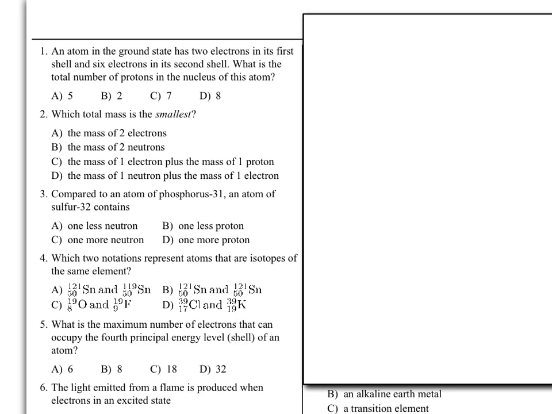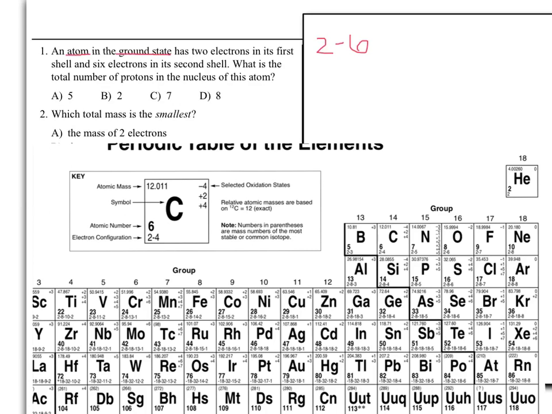In question 1, they ask about an atom in the ground state. Now, the term atom refers to neutral. In the question, they inform us that there are 2 electrons in the first shell and 6 electrons in the second shell. So what we'll have to do is pull up our periodic table and look for an atom whose electron configuration is 2,6. On our reference table, we see that oxygen has the electron configuration of 2,6.